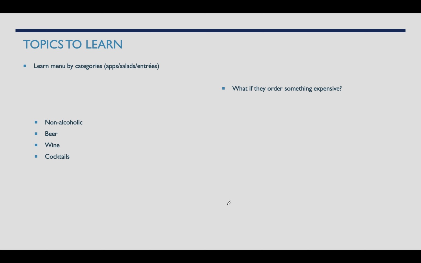All right, we're going to learn the menu by categories. So apps, salads, and entrees. Right, because sometimes people come in and they're not looking for something big to eat, or maybe they are, they're coming in ahead of time for a larger group and they want to get some apps going. So you need to be able to help the guests navigate the menu and point out those categories, because menus can be confusing sometimes, especially these days with all the modern fonts and whatnot. So you just want to make sure that they can find what they're looking for.